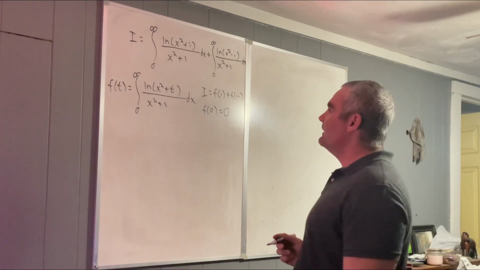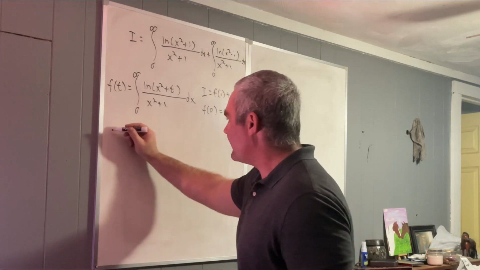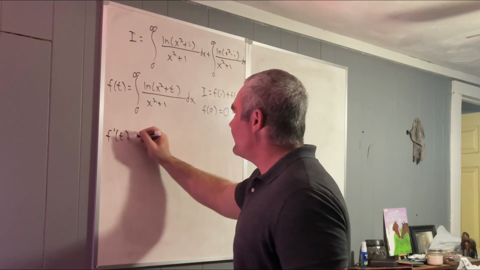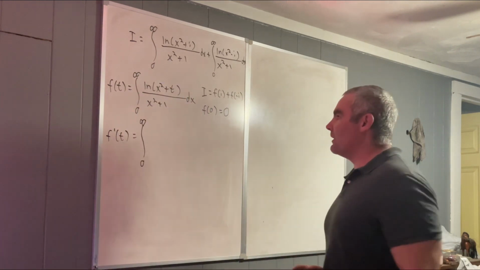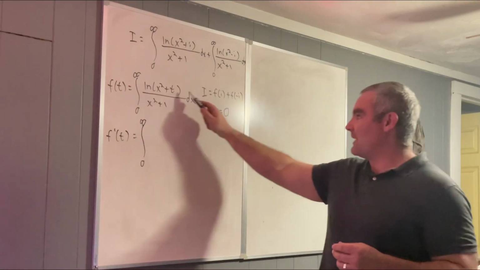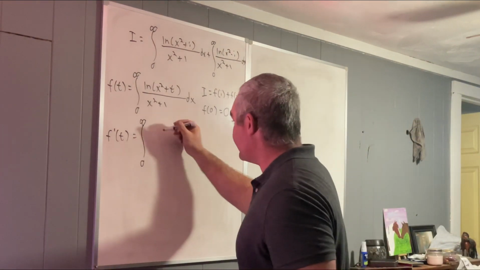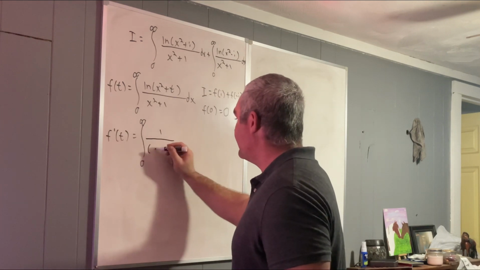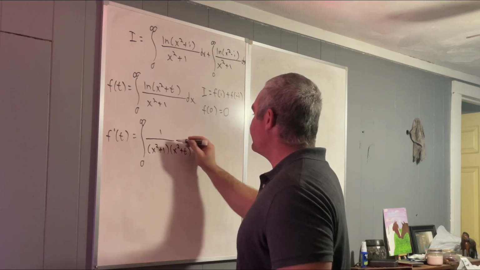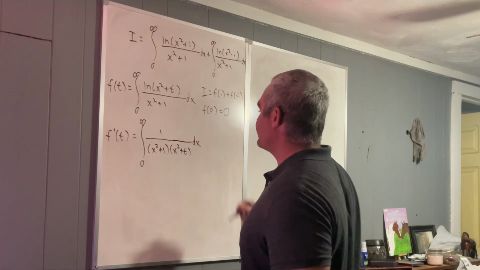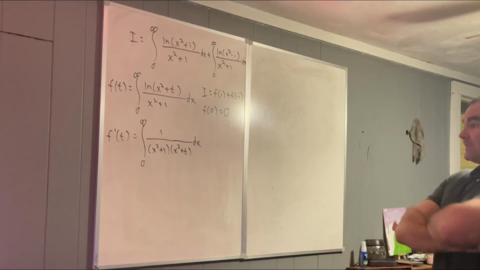All right, next step. Take a derivative with respect to t of our new function of t. So f prime of t would be equal to the integral from 0 to infinity of, let's see, the derivative of this with respect to t is 1 over x squared plus t. And that's it, that's all it is. So we have 1 over x squared plus 1, x squared plus t dx. All right. Now, maybe you can solve that directly with a trig substitution.